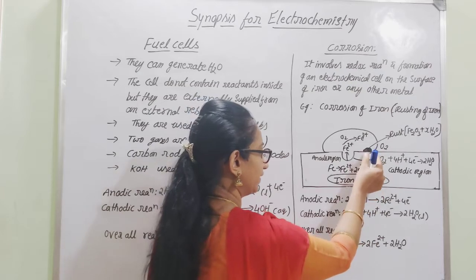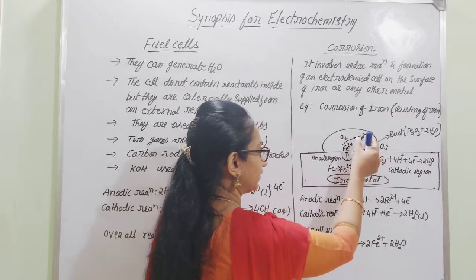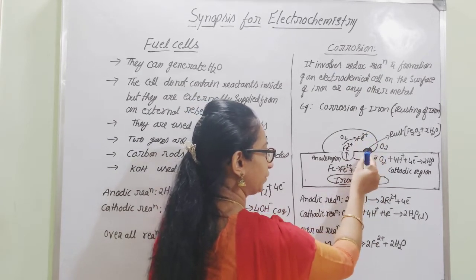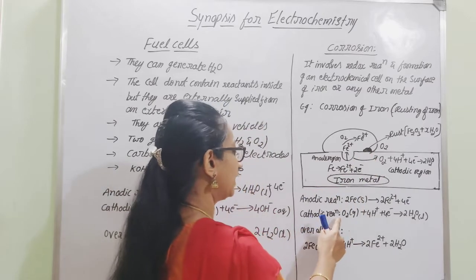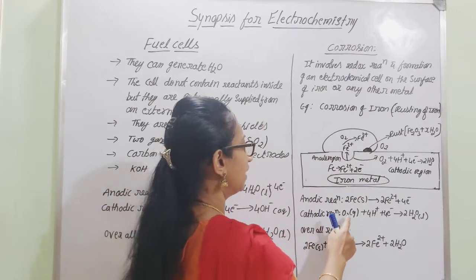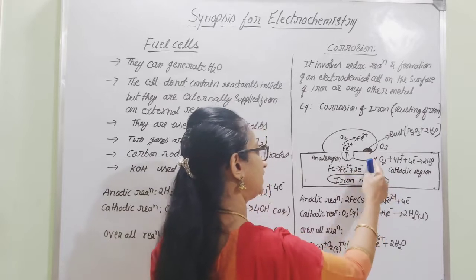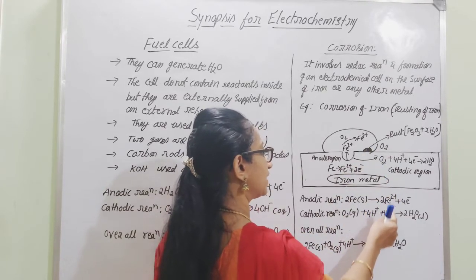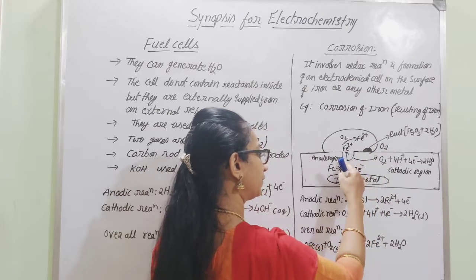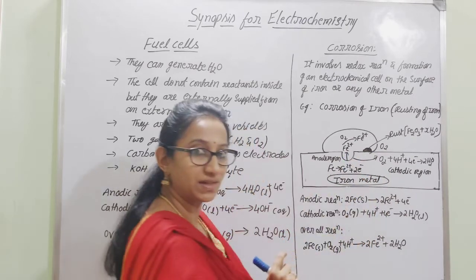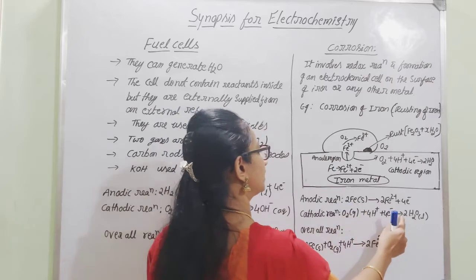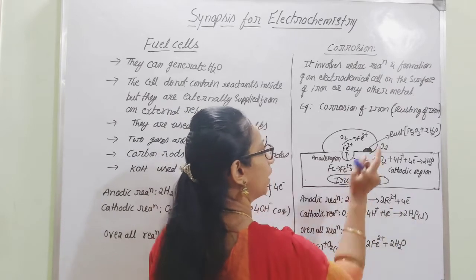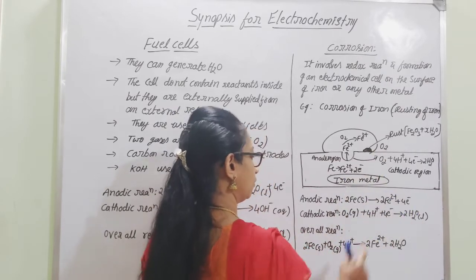But in the region beside it, near the same water droplet, the cathodic reaction takes place. Oxygen easily combines with 4 H plus ions along with the 4 electrons liberated due to this oxidation process, which results in the formation of water.